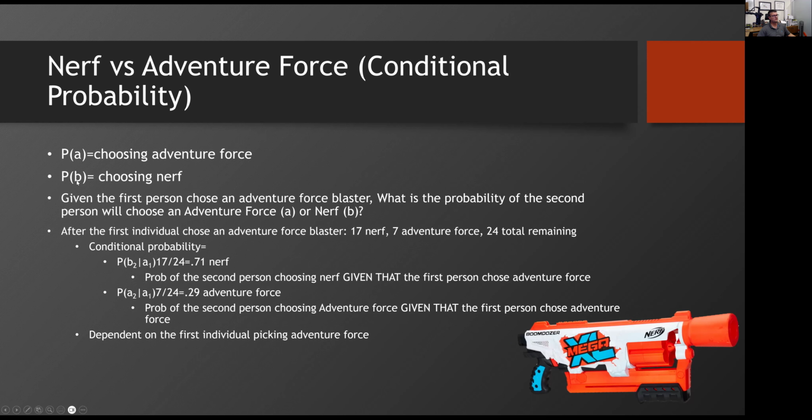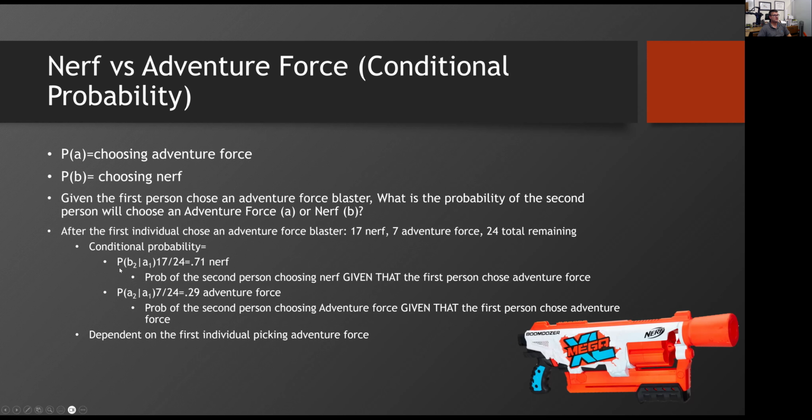But the probability of A, probability of B. Given that the first person chose an Adventure Force blaster, what's the probability that the second person will choose an Adventure Force blaster or a Nerf blaster? After the first individual chose an Adventure Force blaster, now everything changes. There are still 17 Nerf blasters, but only 7 Adventure Force blasters. So I've got the 24 remaining blasters laying on the ground, and the second person comes up and chooses the next blaster. Well, now the probability changes. What is the probability of the individual choosing a Nerf blaster? There are only 24 blasters remaining because one of the Adventure Force blasters is gone.